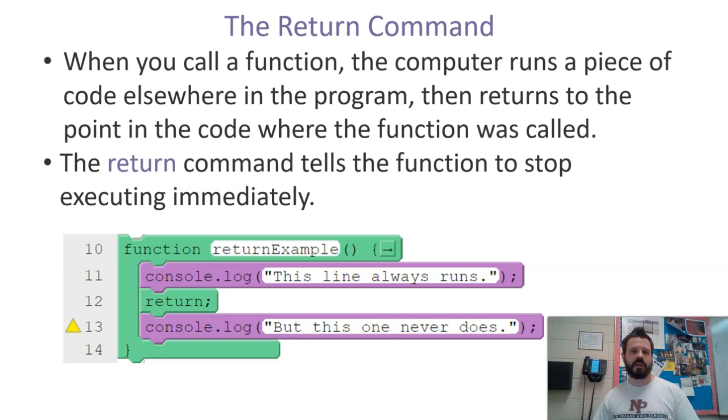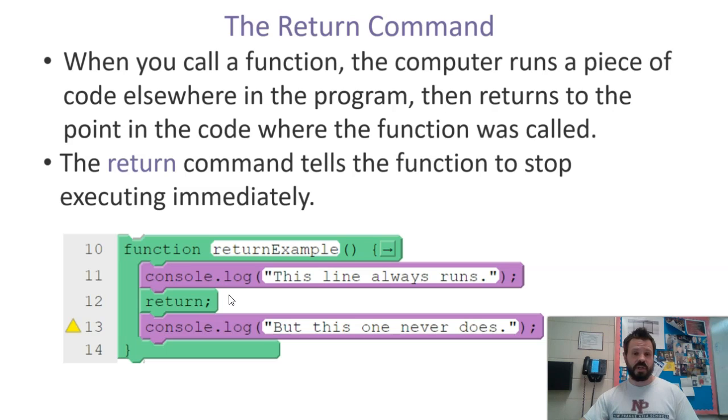Let's talk about another quick return example. When you call a function, the computer runs a piece of code elsewhere in the program, then returns to the point of the code where the function was called. And specifically as far as the return command goes, this little chunk of code right here, we'd say the return command tells the function to stop executing immediately. Now typically what we'll have with a return is something to actually return and send back. But it is okay just to call return.